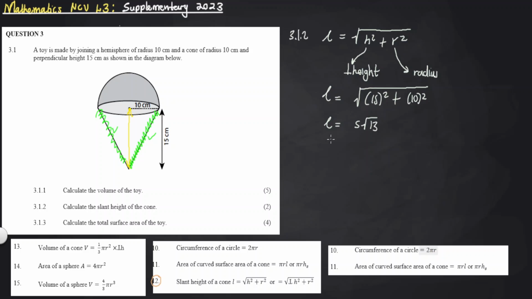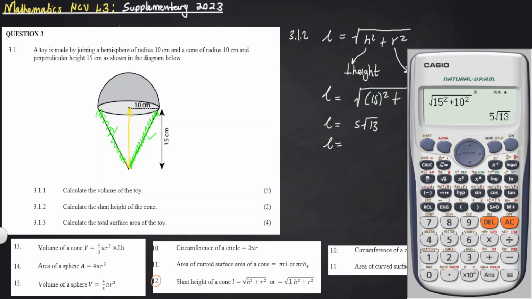Let me hide the calculator. So the slant height is equal to, let's bring back the calculator, in 3 decimal places, 18.028 centimeters. This is our answer again. Okay, that's 3.1.2. Now 3.1.3.